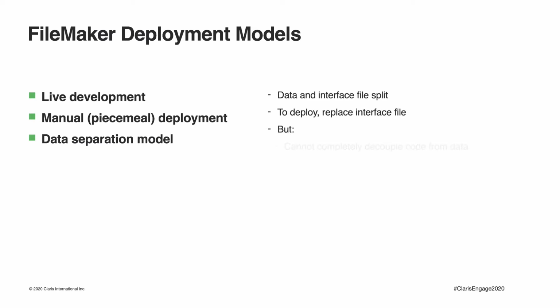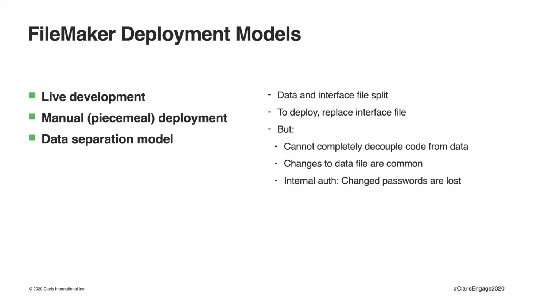But unfortunately, it is not possible to completely decouple the data from the code in a FileMaker solution. For example, think of all those field calculations or the relationship graph. And in my experience, most deployments involve making at least some changes to the data file. And so then we're back to having to do manual deployment for those kinds of changes. Something else to consider with this deployment model, when internal authentication is used, new or changed passwords will be lost when you swap out the interface file.